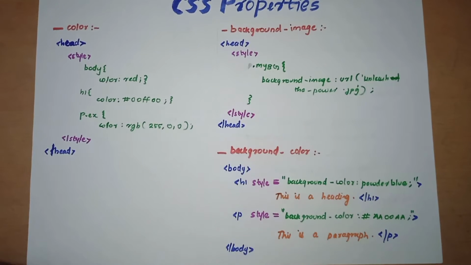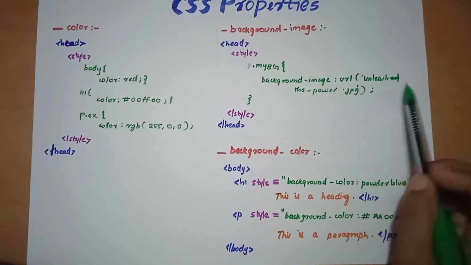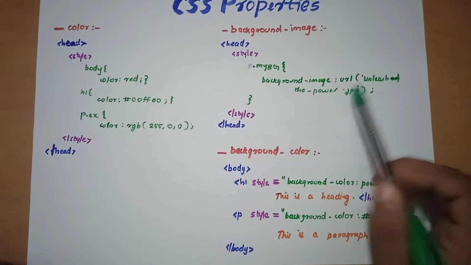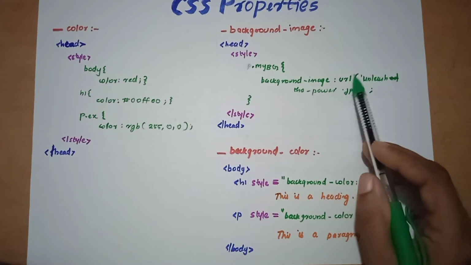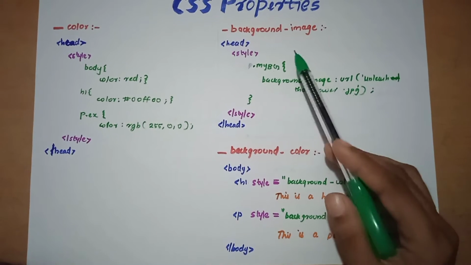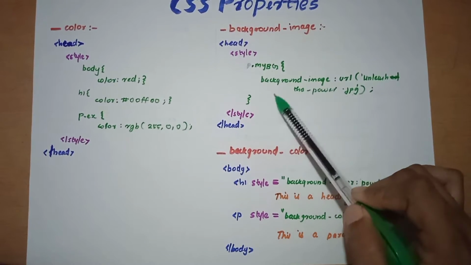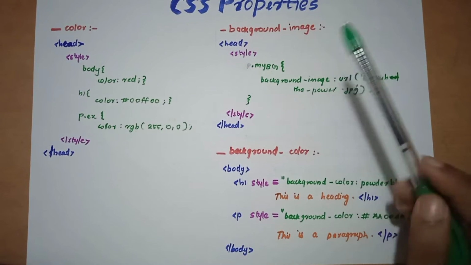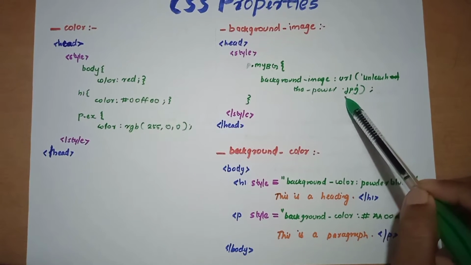And normally this value is given using URL unleash the power.jpg. This is an already existing image in the page, so I used this URL to get that image. So how to define the image I have already discussed. It's nothing, just write it in this format wherever you need to add it, that's all.